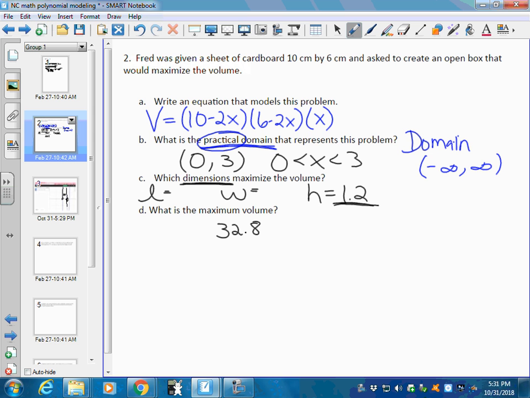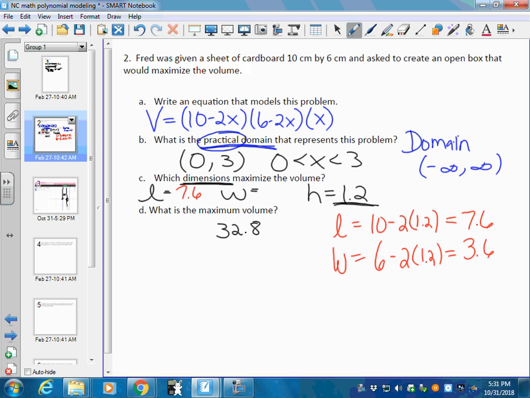Now I have x, so all I have to do to find the length and the width is plug it back in. So, length is 10 minus 2 times 1.2. And that gave me 7.6. So my length is 7.6. My width, I'm plugging in 6 minus 2 times 1.2. And I got 3.6. So there are my dimensions, length, width, and the height.